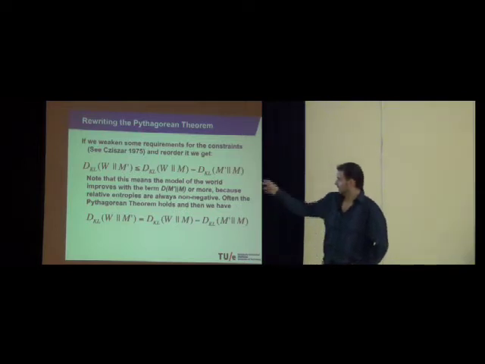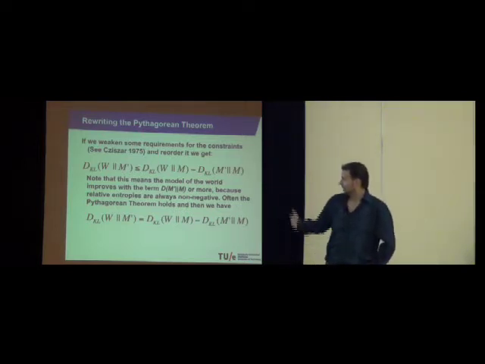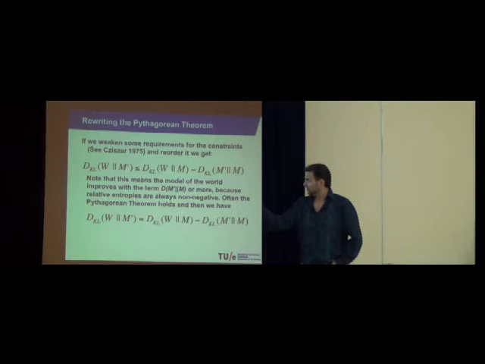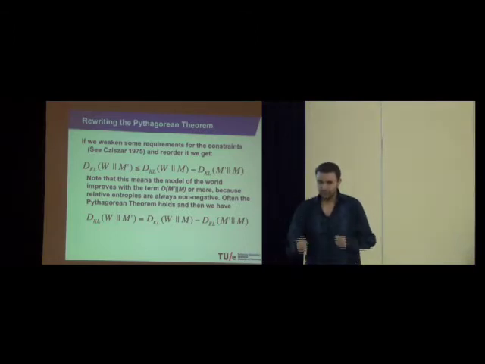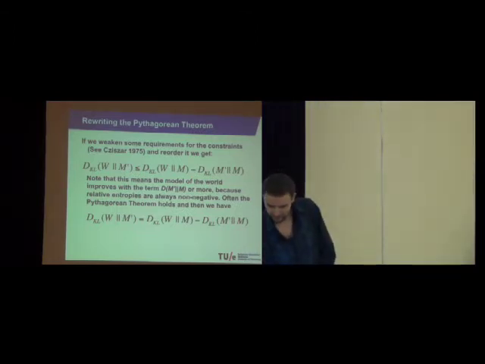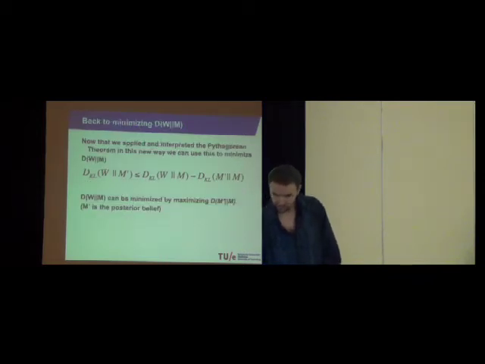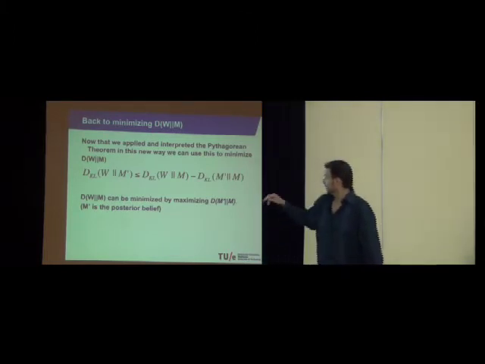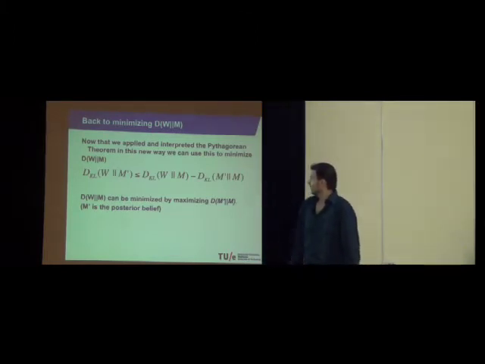And if you know that the Pythagorean theorem holds, then you can use the equality sign. But this goes towards what I want to do: how can we minimize this first term? Because we cannot access W directly, but we can work with the last term.